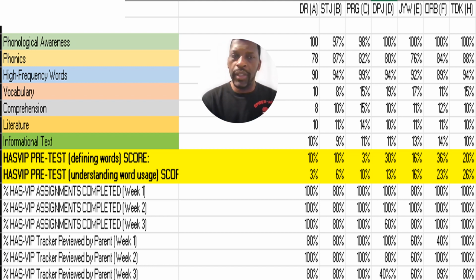The scholar practitioner noted successful student participation. Participation was consistently 80% and above. DPJ only turned in 60% of the HASVIPs in week 3. However, the low turn-in rate was due to a 2-day suspension.